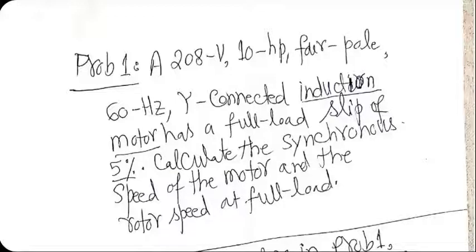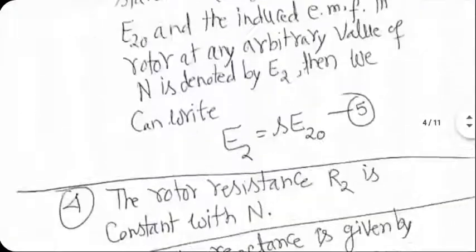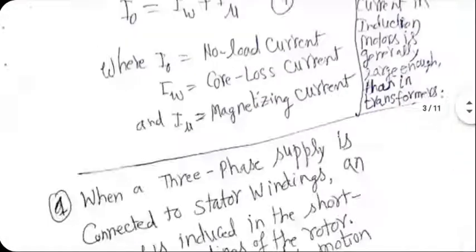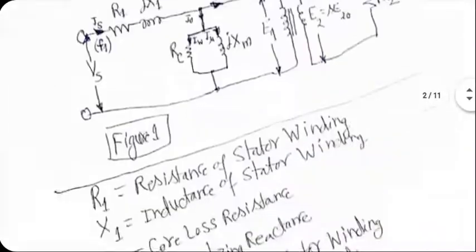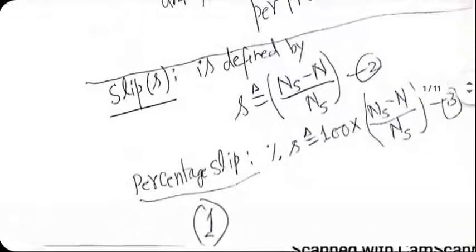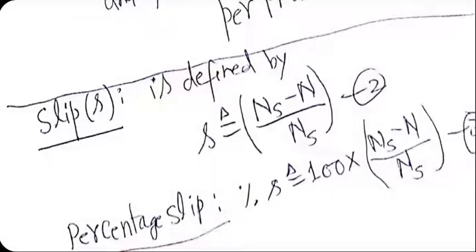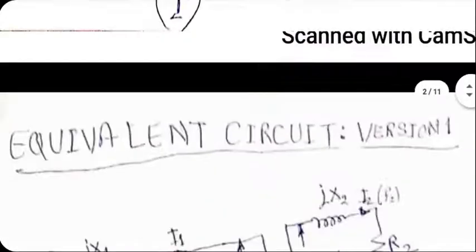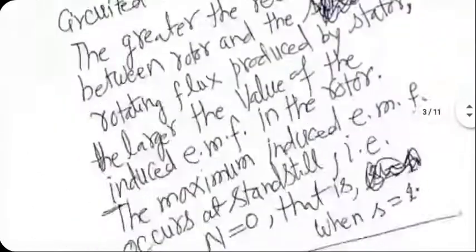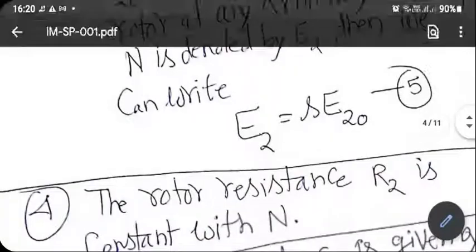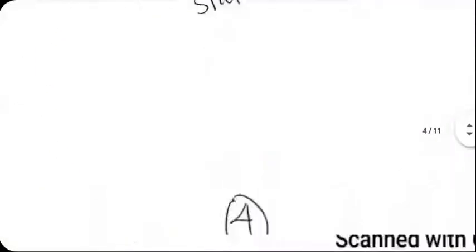And the slip is given as 5%. That means 0.05 is the relative value of slip. So once you know NS and you know slip at 0.05, you use this formula to calculate N. This is how we solve such questions.